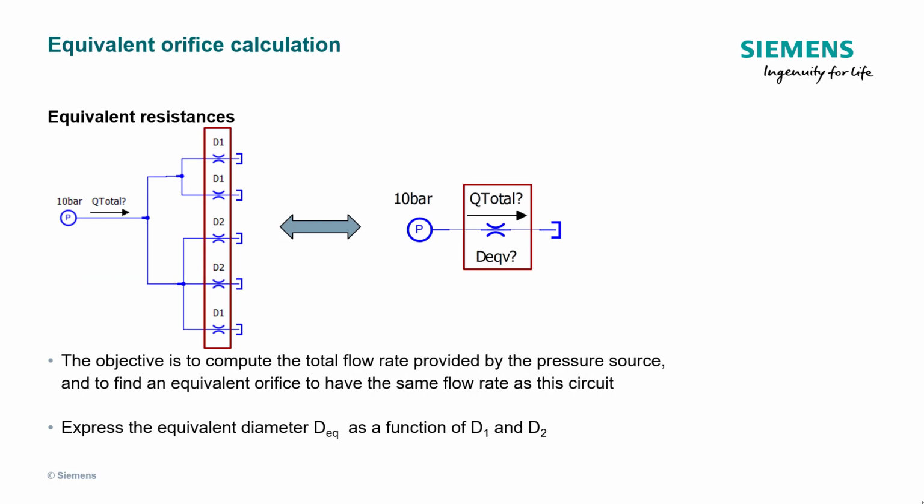As a second step, we will try to convert this network of orifices into one single equivalent orifice, but still have the same total flow rate. We already know the total flow rate is 280 liter per minute, so we just need to find the flow area or orifice diameter of this single equivalent orifice. The diameter of this equivalent orifice can be expressed as a function of d1 and d2.